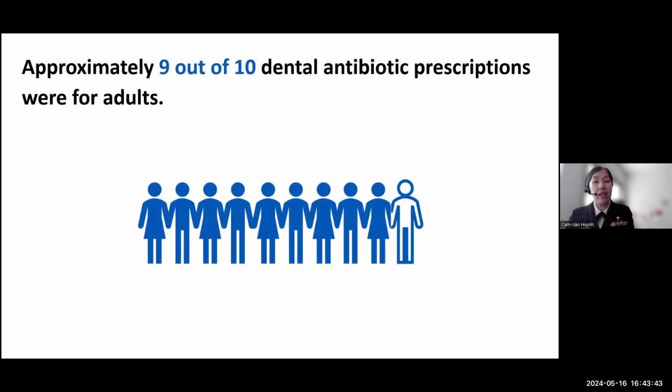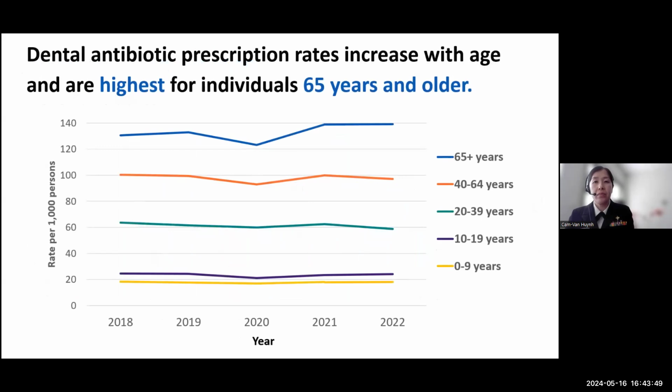Approximately 9 out of every 10 dental antibiotic prescriptions were for adults 20 years of age and older. Dental antibiotic prescription rates shown per 1,000 persons increase with age and are highest for individuals 65 years and older, represented by the blue line at the top of the graph.